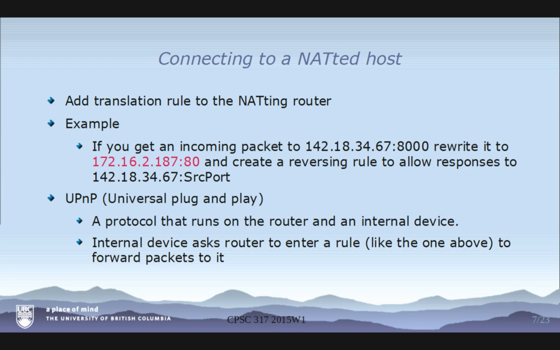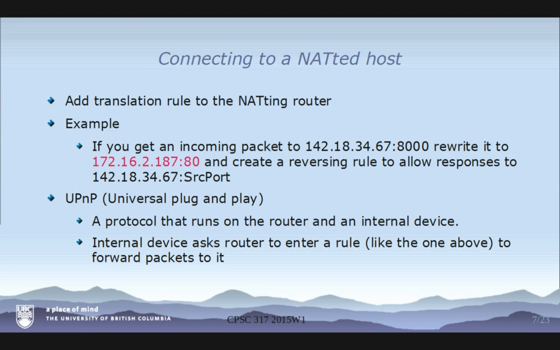So we've got one rule that says, any host ID, any port, if it's destined for 142.18.34.67, port 8000, rewrite it like this. At the same time that it does that rewriting, it has to add another entry, because it wants to say, now I have a new path. So let's say this is host A and port 21. So now what you'll have in here is A21, and then the rule to go to 172.16.2.187, 80.